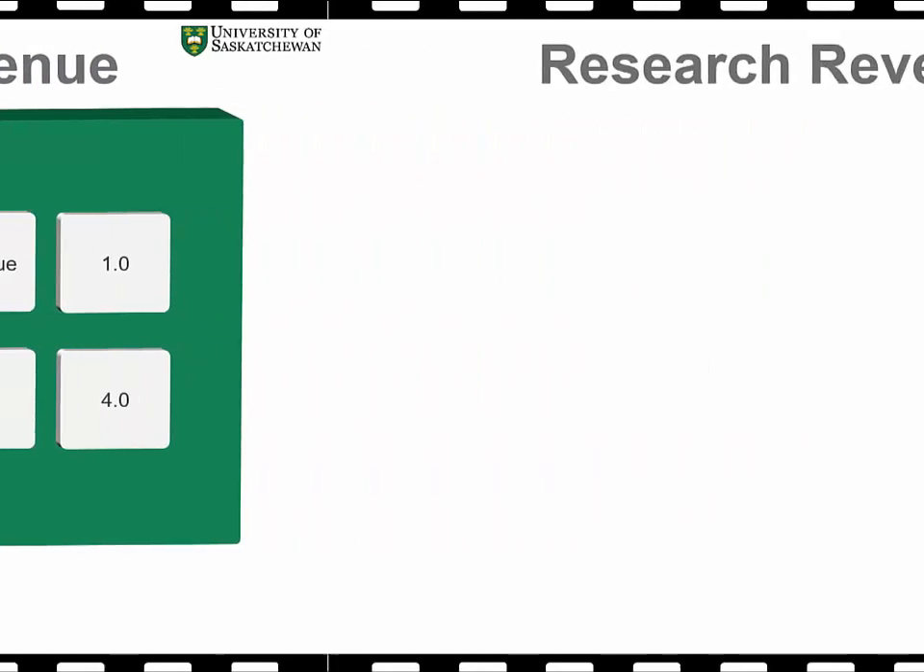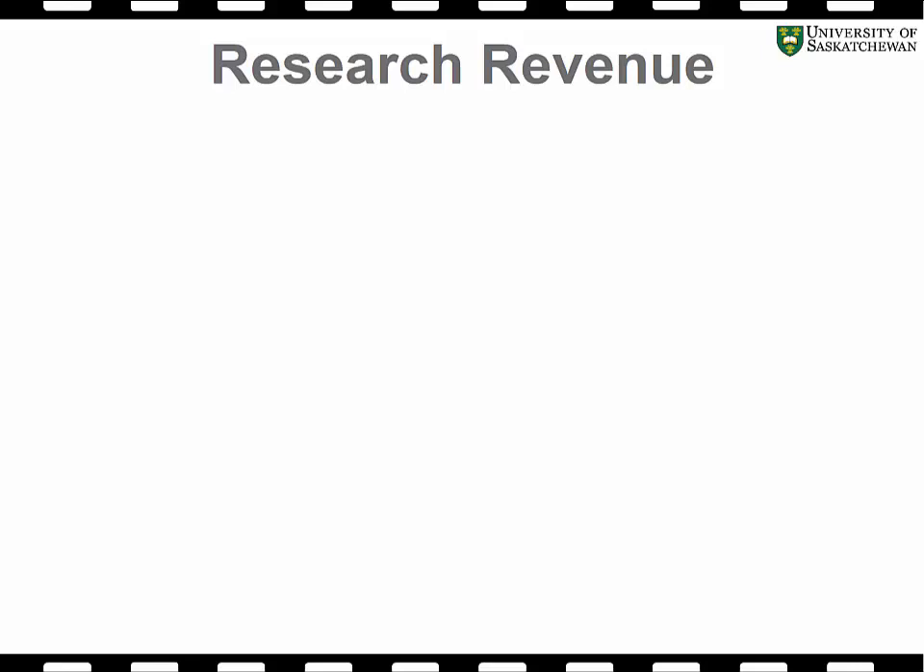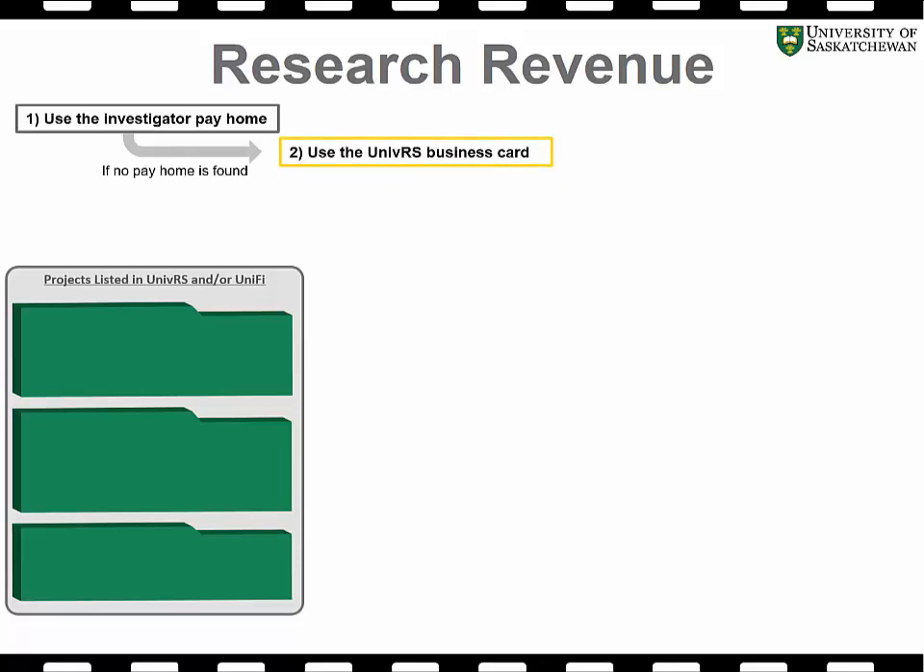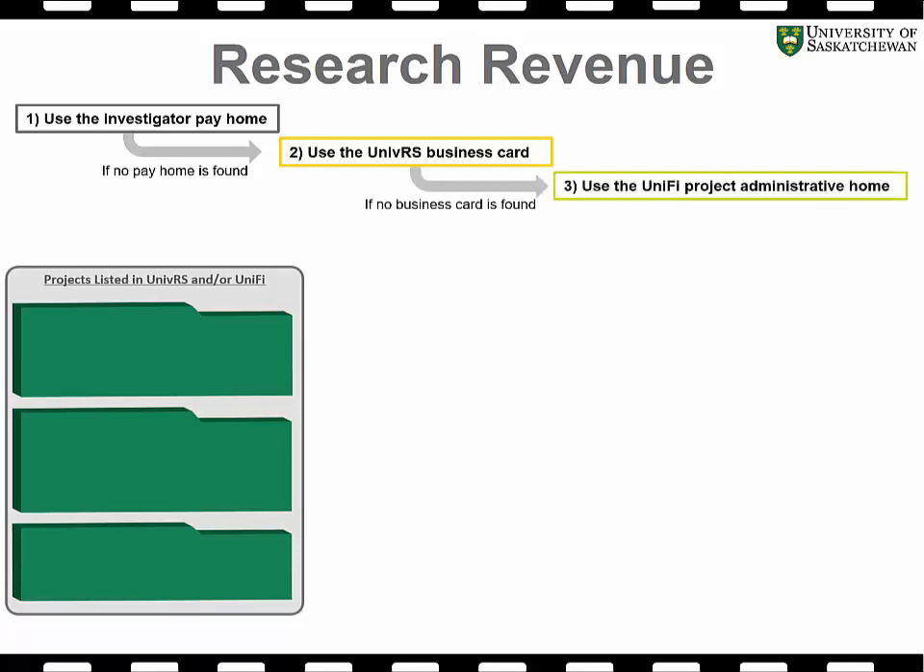The process used to determine the research revenue totals for each unit is as follows. We start with all the research projects listed in both Universe and Unify. From there, the revenue for each project is allocated evenly to all the listed investigators using the following cascading rules. Where possible, allocations follow the pay home of the investigator. If no pay home can be found, then the allocation follows the home of the Universe business card the investigator used. If no business card information exists, then the allocation follows the administrative home of the research project within Unify.